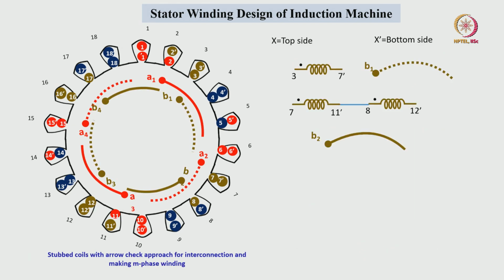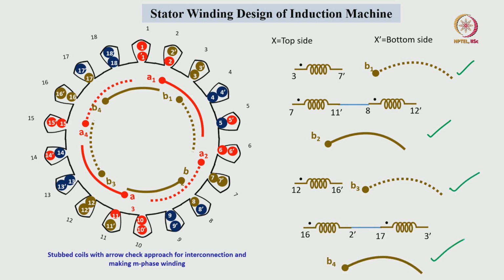And similarly B phase stub winding representation we can see here, this is the virtual representation of first stub winding and second stub winding, third one and fourth. So, B phase also has 4 stubbed windings, each stub winding consists of 1 or 2 coils. So, the first B1 stub winding consists of 1 coil and B2 stub winding consists of 2 coils, those 2 coils are placed in slot number 7 and slot number 11 bottom side, slot number 8 and slot number 12 bottom side. These 2 coils we are joining externally and we are making one stub winding.